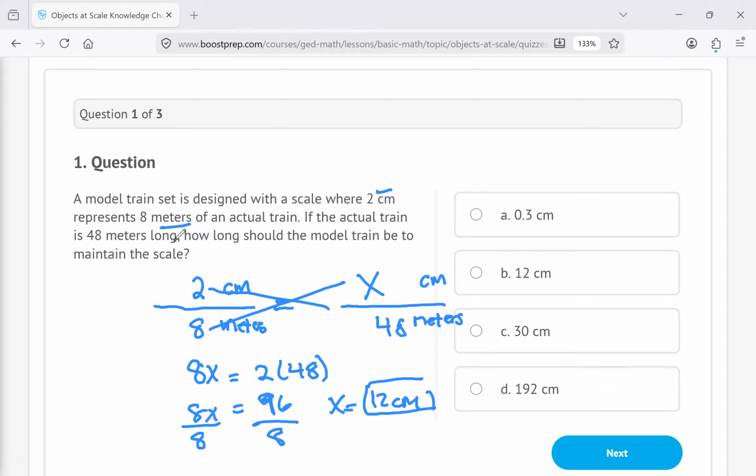So how long should the model train be to maintain the scale? 12 centimeters. Right, easy peasy. Okay, let's move on to the second question.